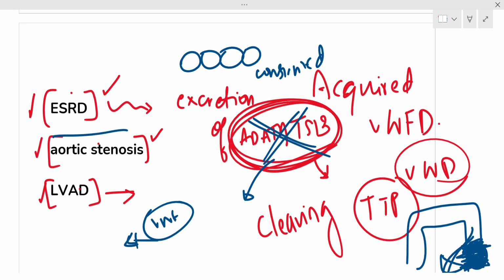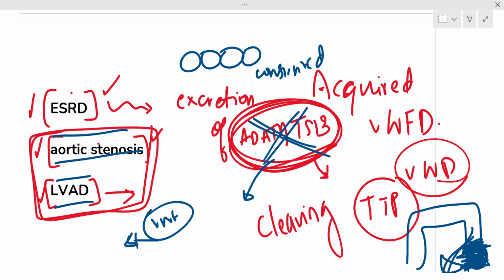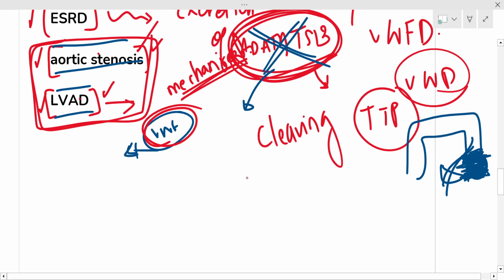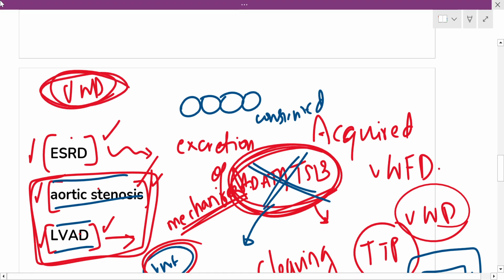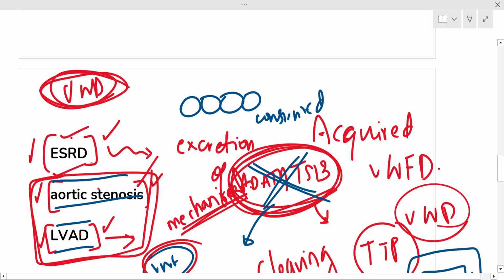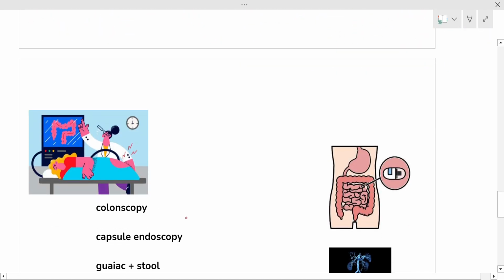Now, when it comes to aortic stenosis and left ventricular assist devices, these two pretty much have a similar pathogenesis. It's that aortic stenosis and left ventricular assist devices are going to cause a mechanical problem locally, right? And that actually causes damage to von Willebrand factor multimers. So obviously you want to be thinking about von Willebrand's disease itself, because that's like a congenital deficiency of von Willebrand factor, and then there's these three which are the acquired causes of von Willebrand's disease.